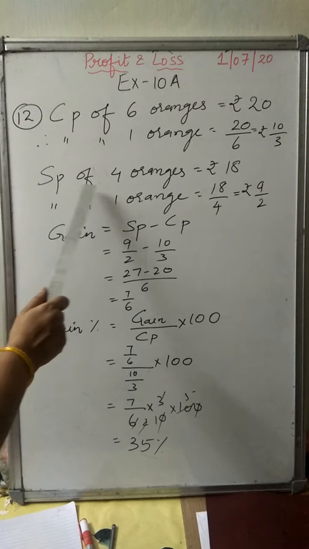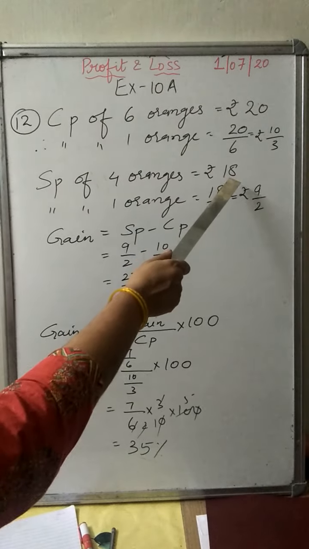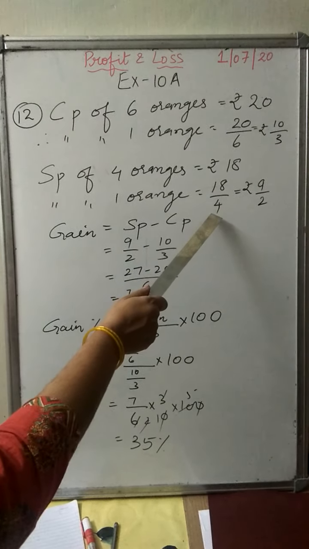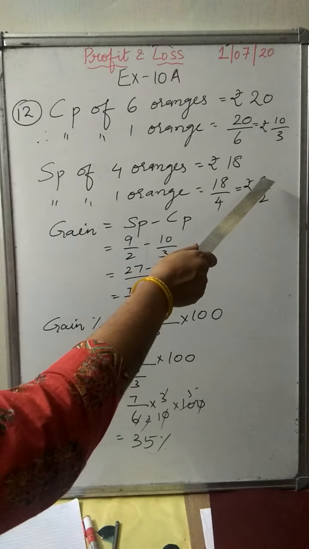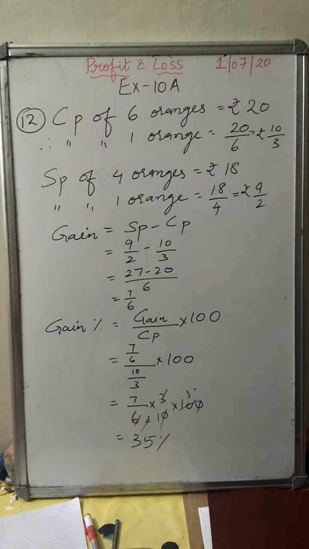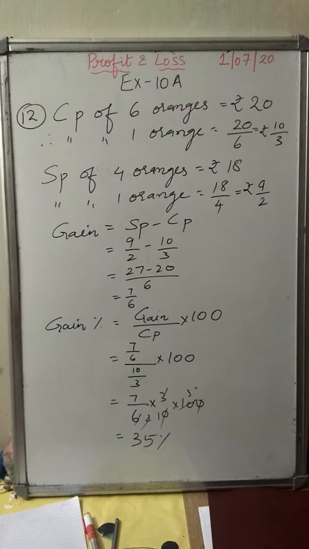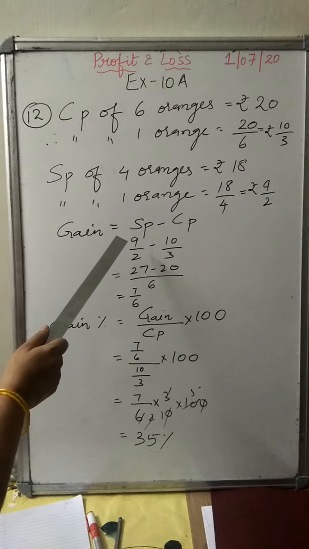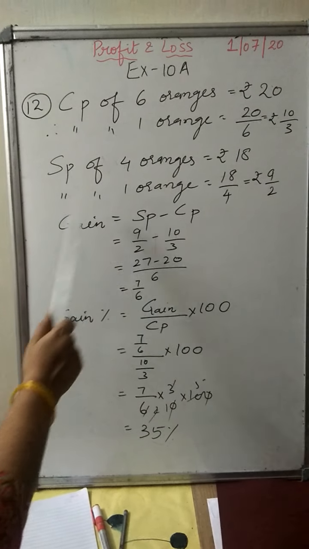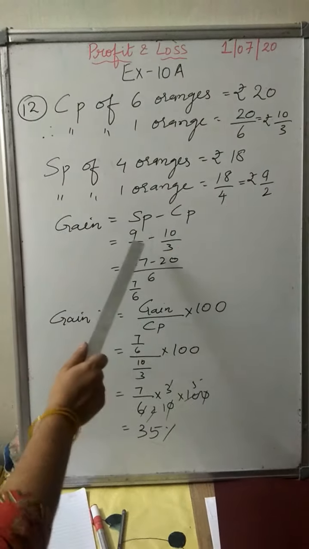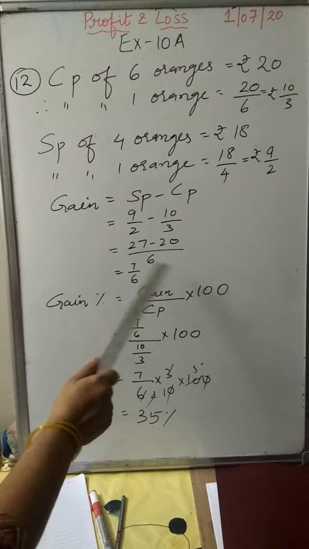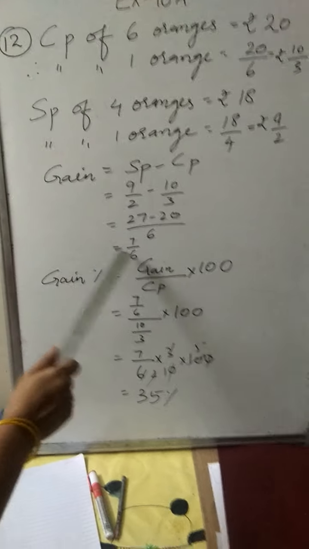Next is selling price of 4 oranges is equal to rupees 18. So therefore selling price of 1 orange is equal to 18 by 4. Again after reducing you will get 9 by 2. Now compare the fractions. After comparing you will be able to know that SP is greater than CP. So that means we have to calculate gain now. SP minus CP is equal to gain. So 9 by 2 is SP and 10 by 3 is CP. So subtract, take LCM, you will get 7 by 6.